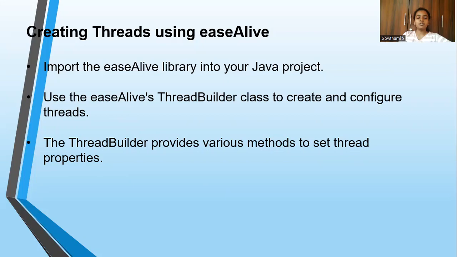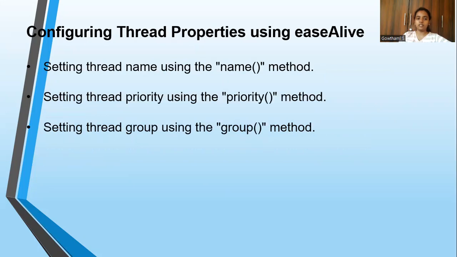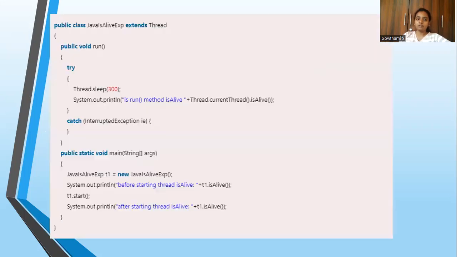The first step is to import the library into your Java project. Use the Thread builder class to create and configure the threads. The thread builder provides various methods to set thread properties. For example, in this configuration, we can see that there are three types of thread properties we are using. One is the name method that is used to name the thread. Priority is the next one, which we'll be learning in a further topic, that is how you can prioritize your thread. And the second one is group, how you can group a number of threads together.